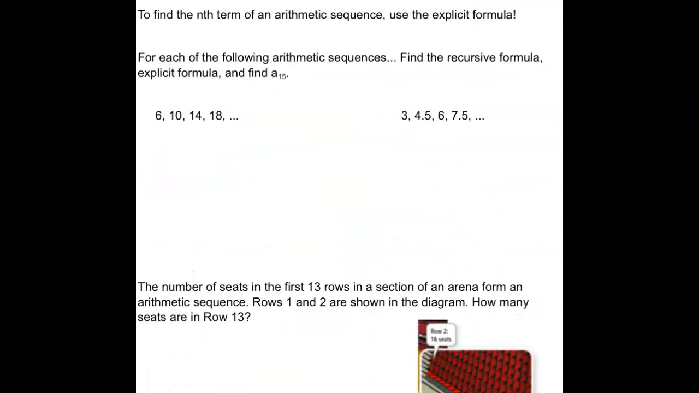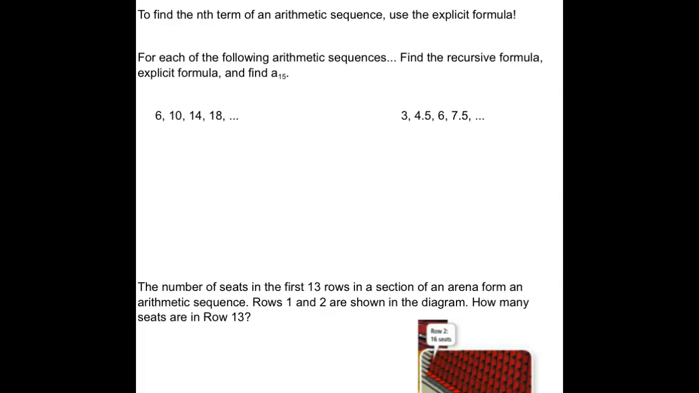All right, to find the nth term of an arithmetic sequence, we want to use the explicit formula. Unless we're being asked for like the second or third term, we really don't want to use a recursive rule because we have to generate all the terms that lead up to the one I'm looking for. With an explicit formula, we can just plug in our n value, and we'll have our answer right away.